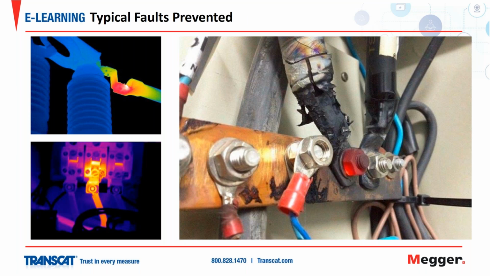So here's just some typical faults that could be prevented. Here's some thermal images here. You see a hot spot here on that joint connection, here on a terminal block. And over here, of course, you can see this is overheated so much that the bolt has actually turned red hot. And this connection clearly is in danger of failing if it hasn't already.